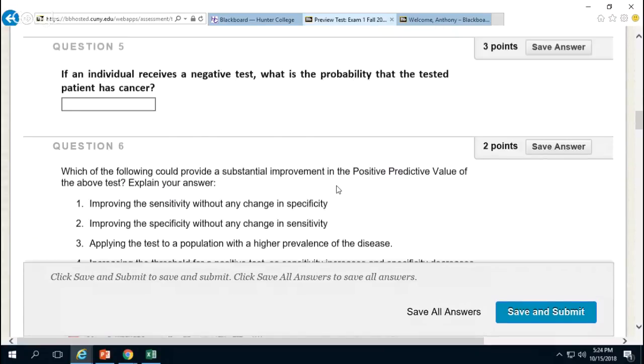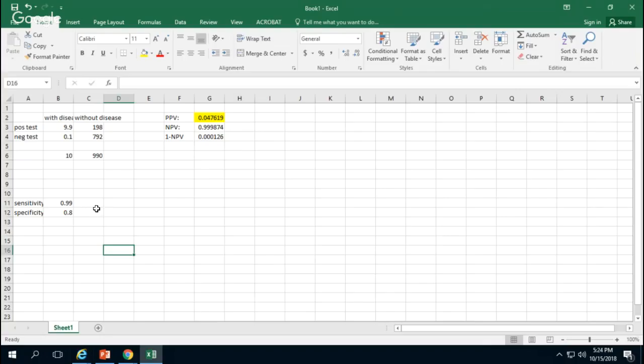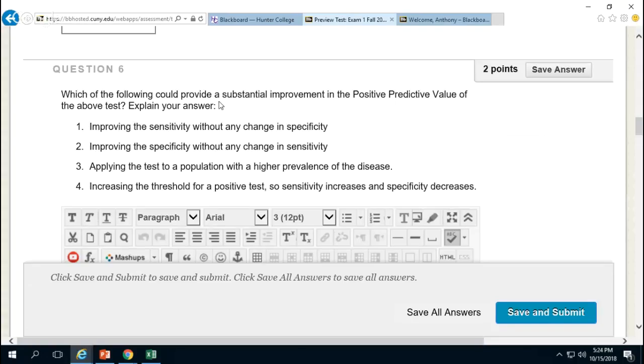So, improving the sensitivity without any change in specificity? What do you think? No. Let's try that. Let's take the sensitivity and put that to 1. We're at 0.047. I change that to 100%. It hardly changes it at all, to 0.048. So you've increased it from 4.76% to 4.8%. We can't call that a substantial improvement.